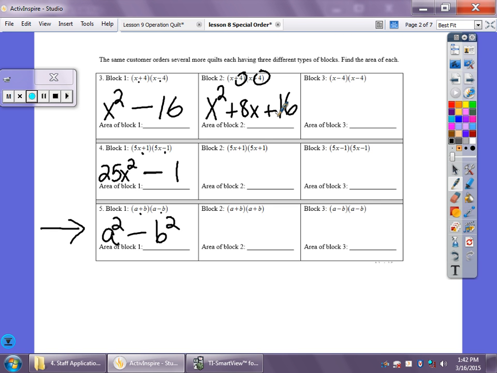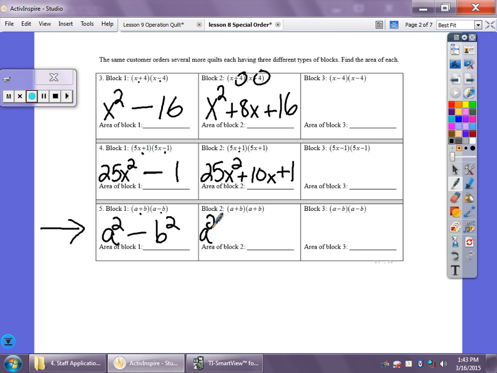Okay, block 2. Again, the signs match, which means I'm going to keep my middle. So I'm going to square the first. So 5x times 5x is 25x squared. 1 times 1 is 1. Now, we look at this. I have 5 and another 5, which is a 10x. And we have to be careful because it's simple right now because this is the 1, but later it's going to change. So I'm going to be a little bit more specific in the rule here.